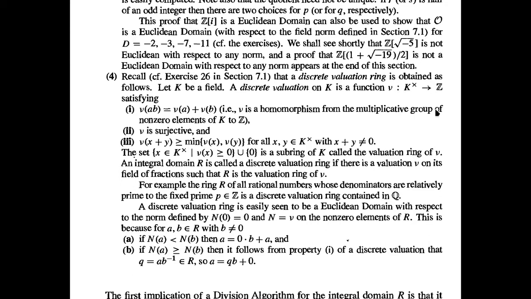Okay, so a discrete valuation is this function, which satisfies these three conditions. The first condition is that V of AB is equal to V of A plus V of B, a homomorphism from the multiplicative group of non-zero elements of K to Z, the multiplicative group underlying the field. Then V has to be surjective, and V of X plus Y, for two elements from the multiplicative group, is greater than or equal to the minimum of the values of X and Y. Right? And yeah, so that's a discrete valuation.